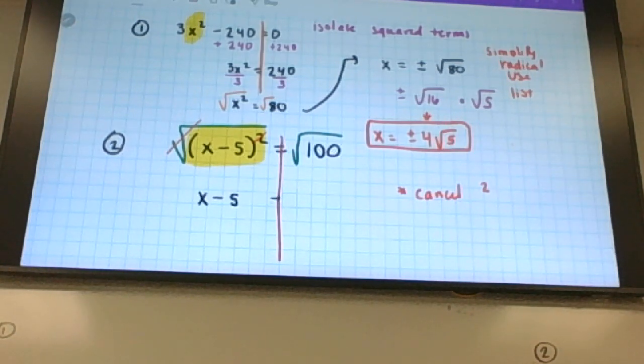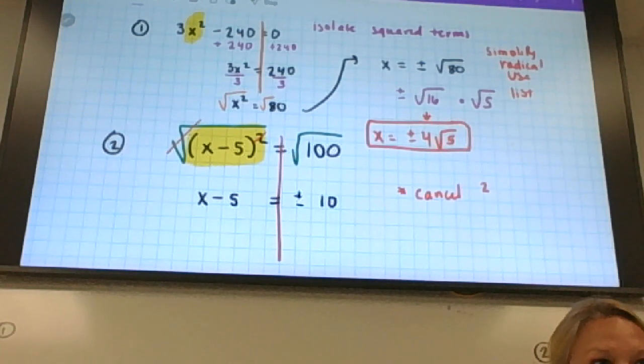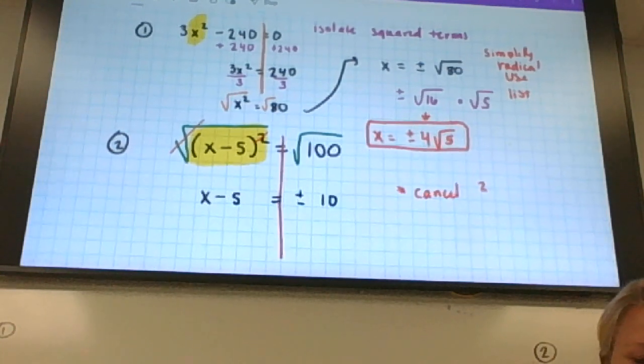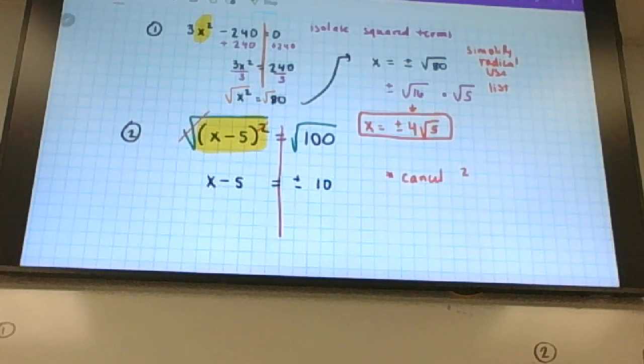X minus 5 equals plus or minus. Do y'all know the square root of 100? I said the answer. The square root of 100 is 10. 15 is going to be one of our answers. There's 2 of them. We need to add 5 over, and it goes right there. So this is 5 plus or minus 10.